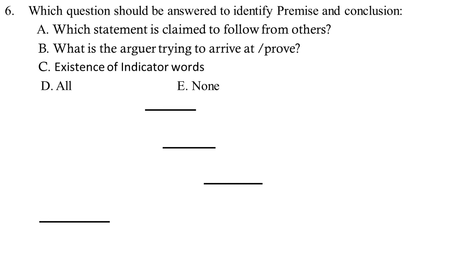The next question. Which question should be answered to identify premise and conclusion? A. Which statement is claimed to follow from the others? B. What is the arguer trying to arrive at or prove? C. Existence of indicator words. D. All. A. None.